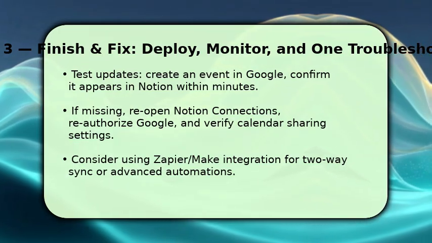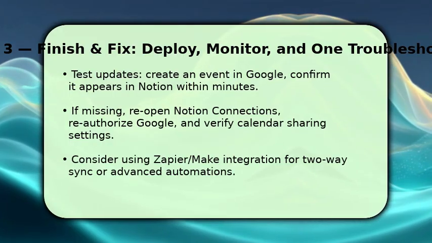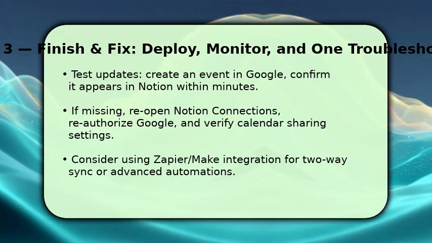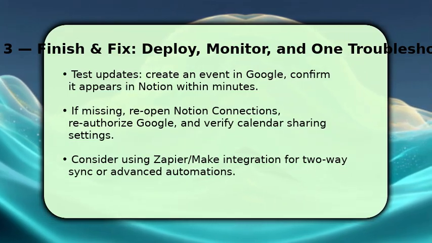If you need two-way syncing or advanced triggers, consider adding a Zapier or Make automation. It gives more control, although it adds complexity and may require extra permissions.